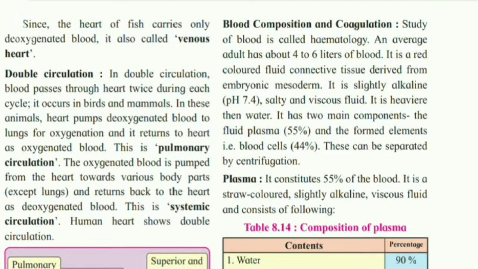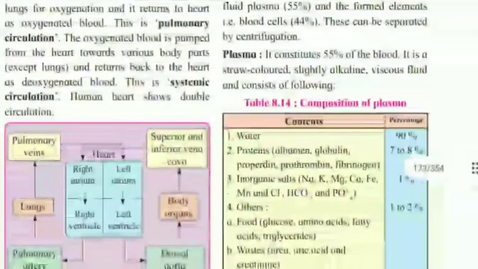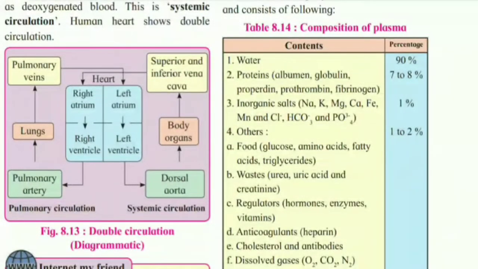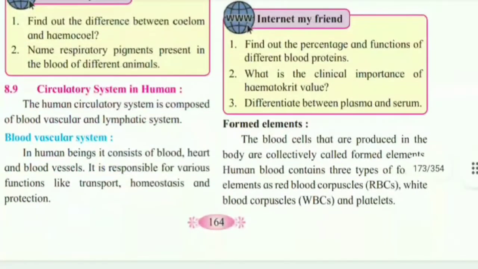And then we come to double circulation. In double circulation, blood passes through the heart twice during each cycle. It occurs in birds and mammals. In these animals, the heart pumps deoxygenated blood to the lungs for oxygenation and returns to the heart as oxygenated blood. This is pulmonary circulation. Oxygenated blood is pumped from the heart towards various body parts except the lung and returned back to the heart as deoxygenated blood. This is systemic circulation. The human heart shows double circulation. So this is the diagram of double circulation. You can observe it.